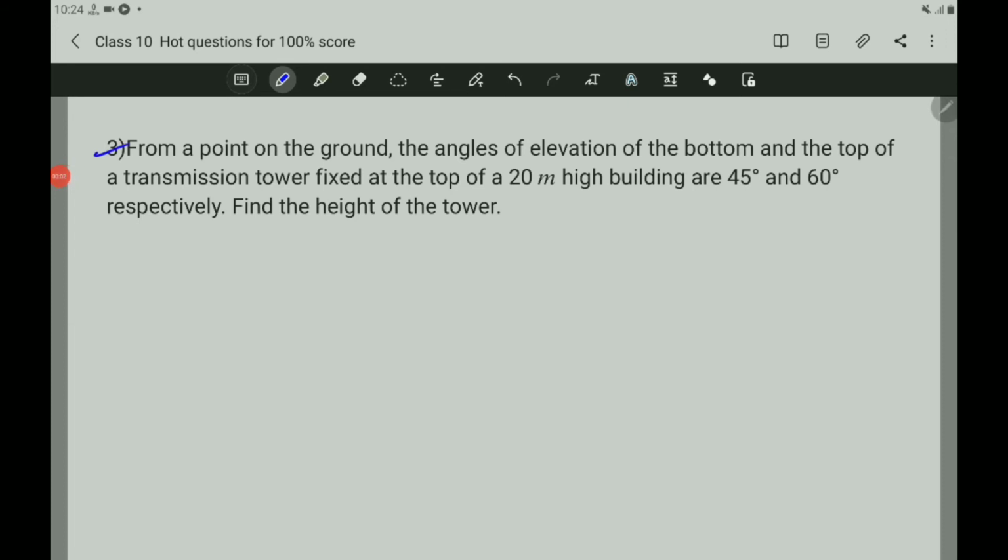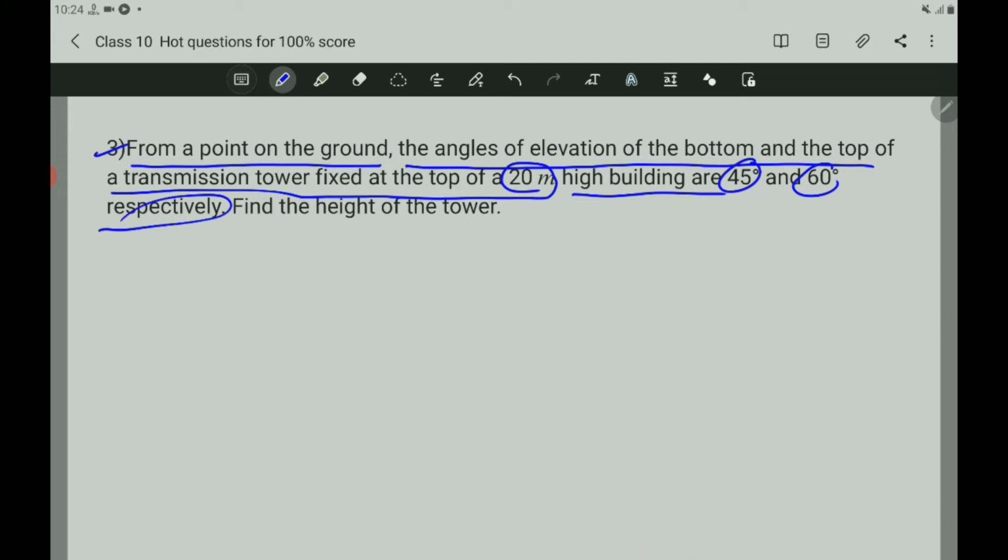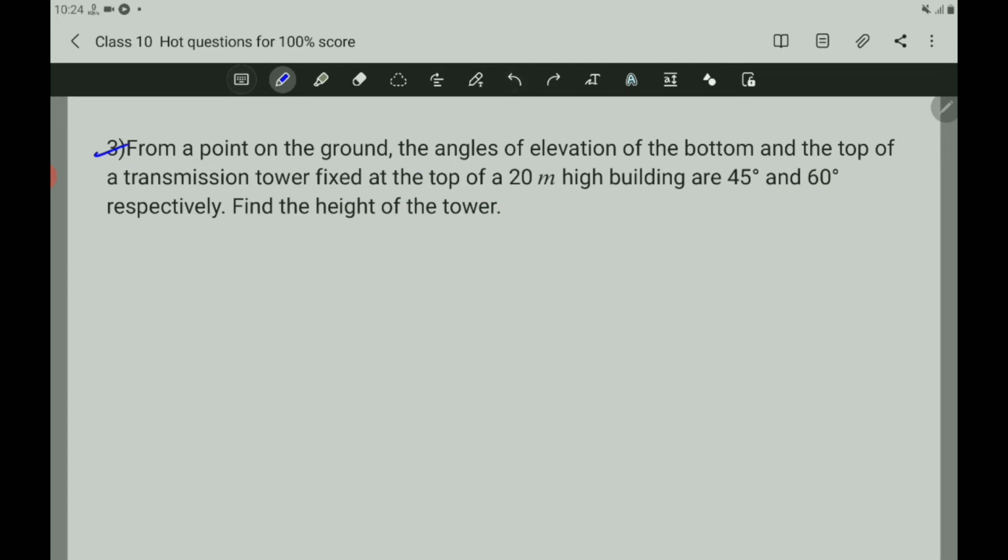Now you take the third question. From a point on the ground, the angle of elevation of the bottom and the top of a transmission tower fixed at the top of a 20-meter high building is 45 degree and 60 degree respectively. Find the height of the tower. Read the question carefully. From a point on the ground, the angles of elevation of the bottom and the top of a transmission tower fixed at the top of a 20-meter building is 45 degree and 60 degree respectively. Find the height of the tower.